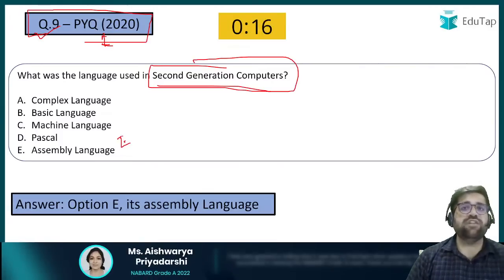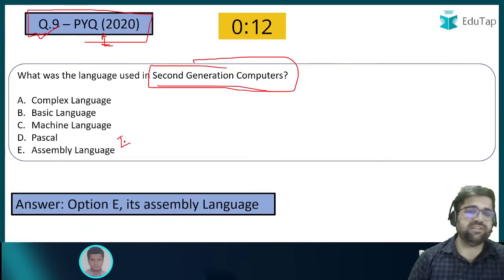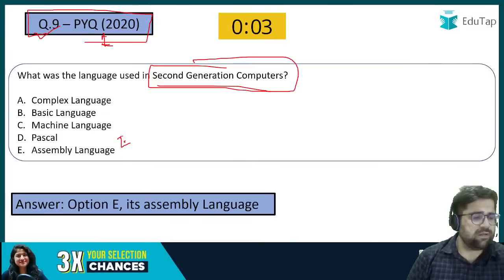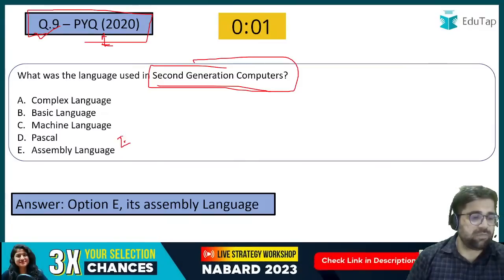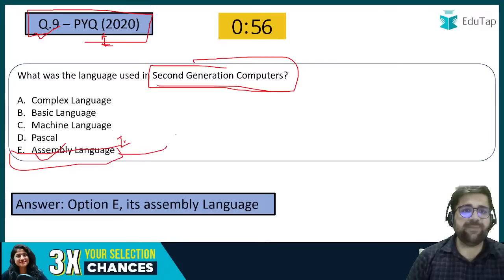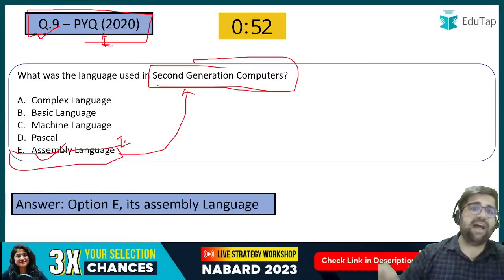What was the language for third generation of computers? Come on, revise with me. Third generation computers used which language? Third generation, I am asking. Yes, here the correct answer is option E, that is assembly language. Assembly language was used in second generation. Yes, in third generation we have high level languages.